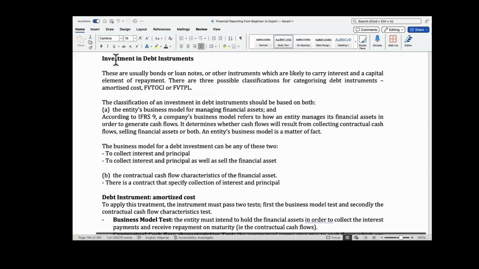Investments in debt instruments. Don't forget that we are still talking about financial assets. There is investments in equity, which is when you buy shares in another company. And there's investments in debt, that's when you lend people money, when people are owing you money. So how do you measure that? Initially, when you invest in debt, you measure at transaction price. All financial assets are measured at transaction price. So that is a given.